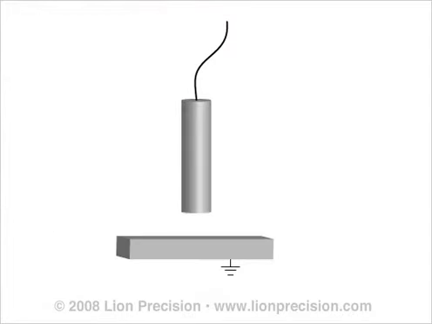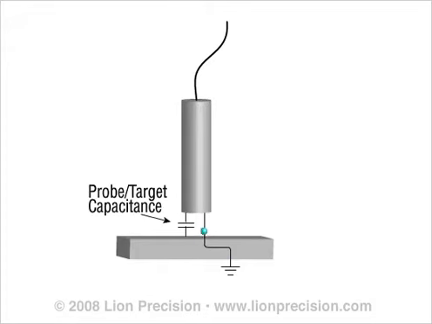Capacitive sensors work by measuring the amount of electric current that flows between the probe's sensing surface and ground, which is usually connected to the target. The current flows through the capacitance between the probe and the target. The closer the probe is to the target, the greater the capacitance and the greater the current flow.